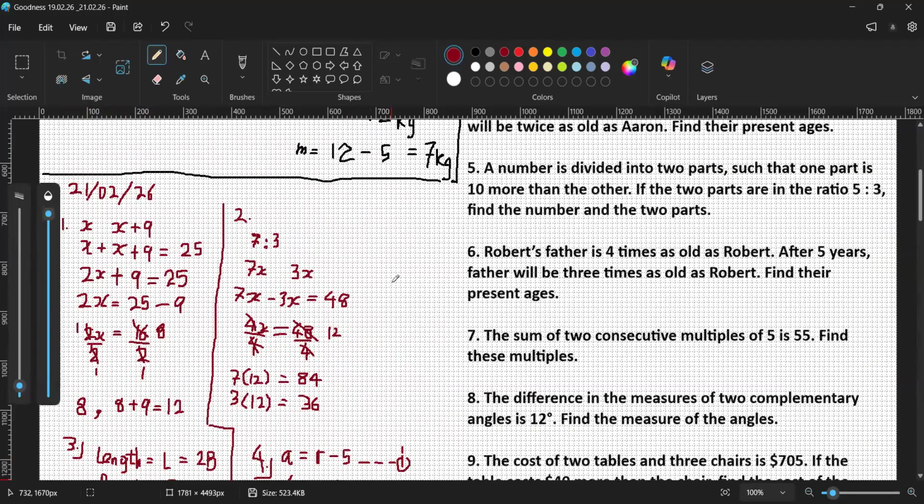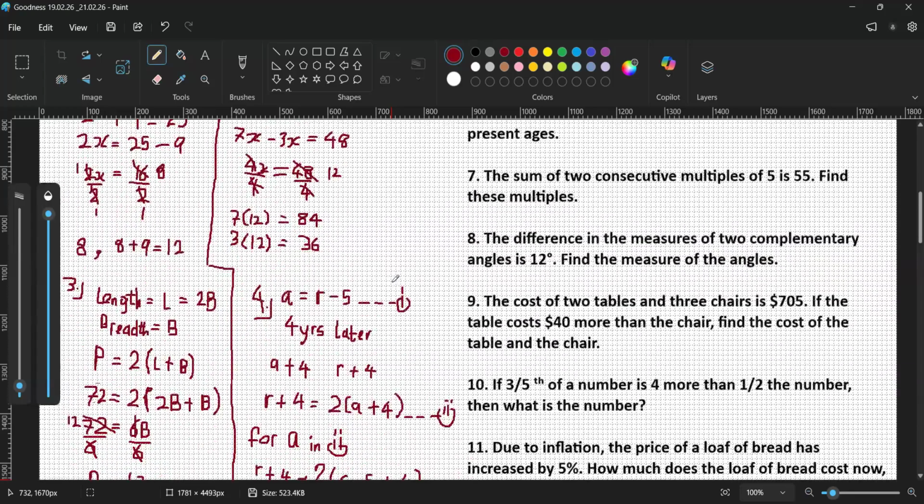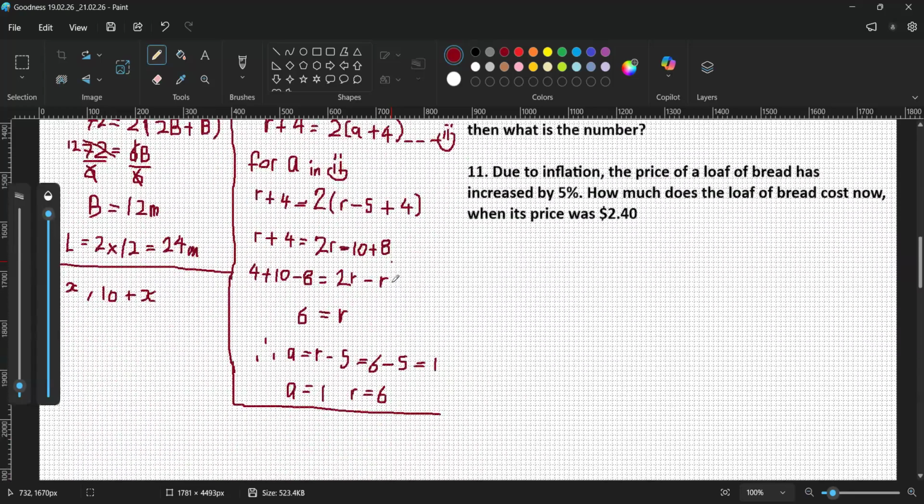The next sentence says if the two parts are in the ratio 5 is to 3. Okay, so now you see that 5 is to 3, right? Don't worry, you'll see what we're going to do with it. What does ratio mean? Ratio is an implied form of division, right? Something is to something, or something over something, right?